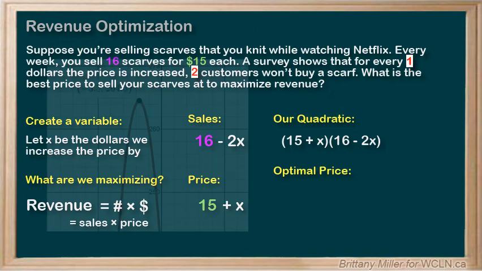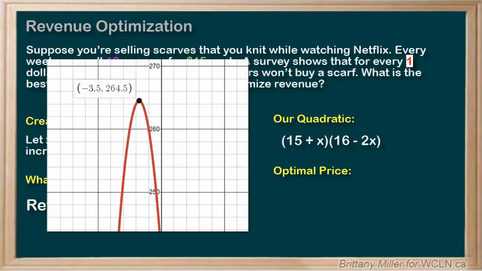Step 5 is graph it. Well, this is interesting. We have a negative value for X. This means that it will actually be more profitable to lower your price in this case, to 15 minus 3.5, which is $11.50. This means that we are selling our scarves for less money each, but we're going to end up selling more scarves, and therefore, in this case, actually making more profit.